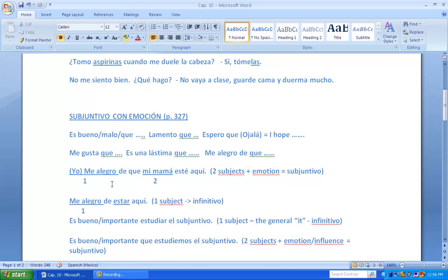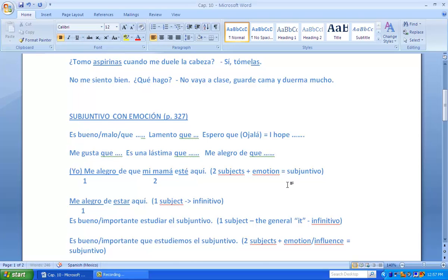All these expressions are going to bring subjunctive in the second part as long as there's two subjects. For example, if you say, I'm glad, me alegro. I'm glad that my mom is here. So now you have one subject, me, I'm glad. And my mom is the second subject. I'm glad that she is here. So since this is one subject expressing emotion about a second subject, we need the subjunctive, esté. Me alegro de que mi mamá esté aquí.